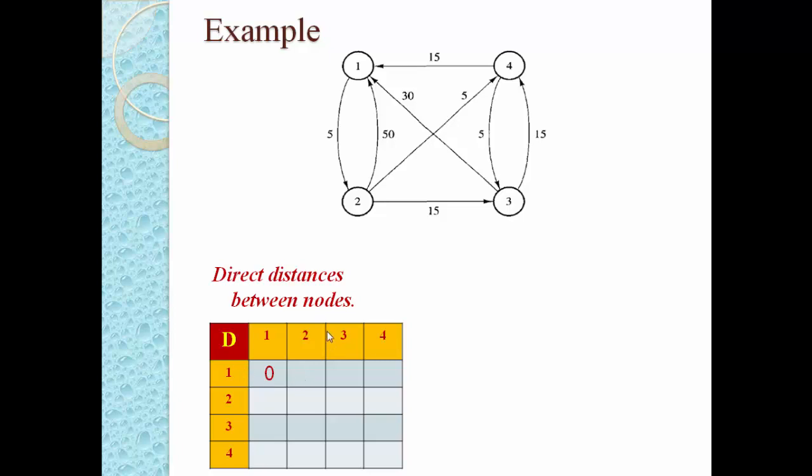Then 1 to 2. There is a direct path from 1 to 2, and the distance is 5, so we have to store 5 here. 1 to 3, that is the first row, third column. Is there any direct distance from 1 to 3? There is no direct distance from 1 to 3, so we have to put the sentinel symbol.